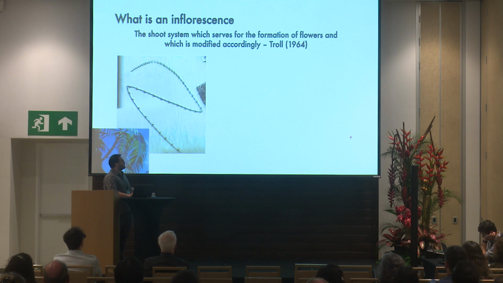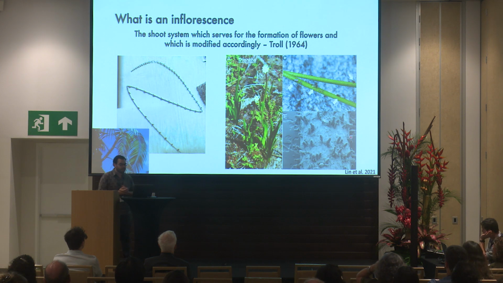They can do other really cool things. In Calamus, they're armed. Some of the palms use them for climbing. We heard a little bit about this yesterday in Triantha. The stem of the inflorescence forms these glandular structures that are involved in carnivory.